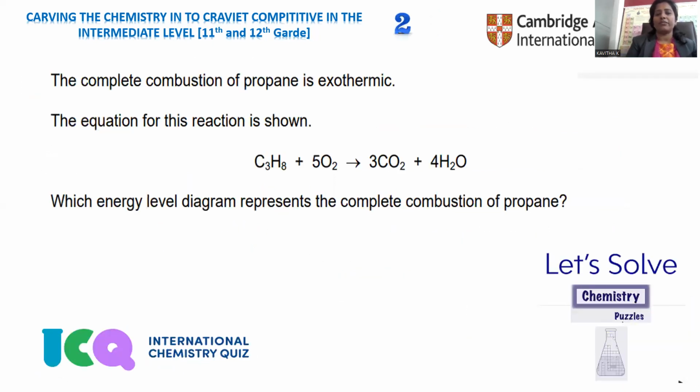Question number 2 is given from Cambridge Assessment International Education. Here, the complete combustion of propane is exothermic. Exothermic means heat evolved during the reaction. The equation for this reaction is given by propane being 3 carbon chain, C3H8 will be there. Combustion is exothermic. Oxidation in the presence of excess heat is called combustion, so that it converted into carbon dioxide and water. Which energy level diagram represents the complete combustion of propane?